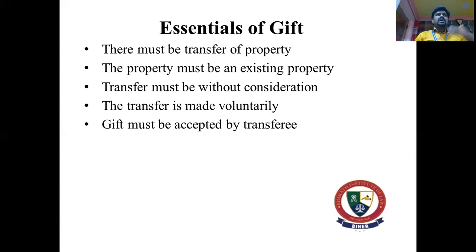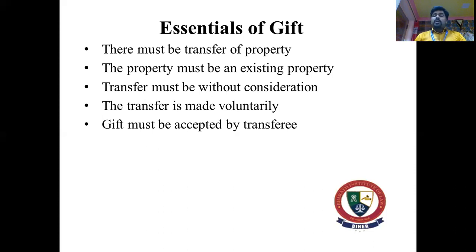Those transactions are called testamentary instruments, and those will come under the Indian Succession Act or any other law as per the religion or as per the cases concerned. So the Transfer of Property Act deals only with inter vivos transfer, that is transfer between two or more living persons. So here one of the essentials is that there must be a transfer of property. The property shall move from person A to person B, and when it moves, only then can we call it a gift.